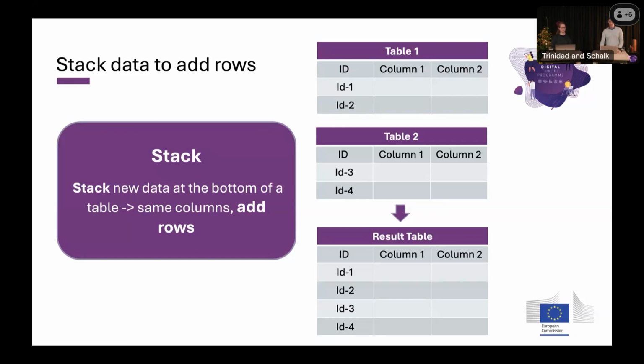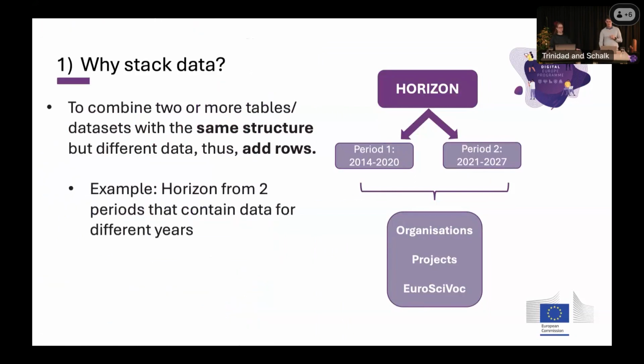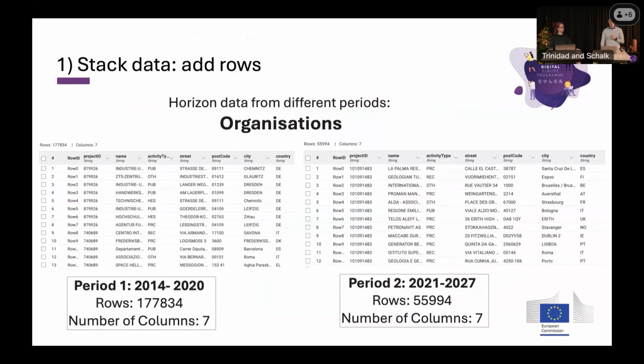Okay, let's go a step further. So again, for our Horizon, this would mean that we have different data sets for period 1, period 2, for organizations, for projects, and for EuroSci, and we want to stack all of them together and add the rows together. Let's look at it a bit more concretely.